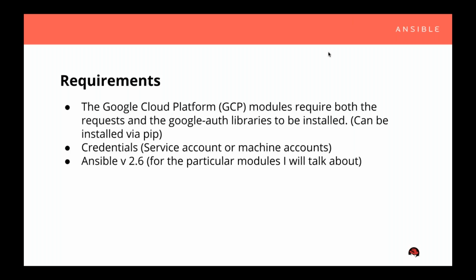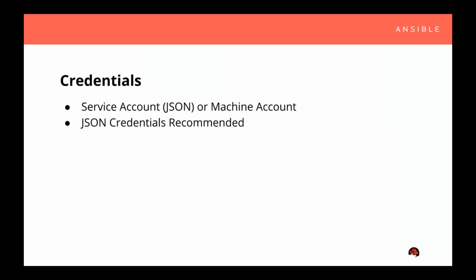There are some requirements to use the GCP modules. Both the requests and the Google Auth libraries need to be installed. They are available via pip, and you'll need them wherever you're running your Ansible control node. You will need credentials, service account or machine accounts. The modules I'm going to be talking about today are the specific ones that are new in 2.6. They're the GCP modules. There were some older ones, the GCE modules, that were more community based. But as of 2.6, the new GCP modules are backed by Google.